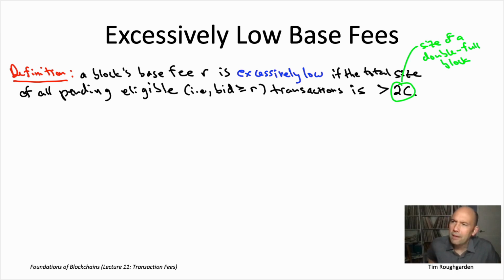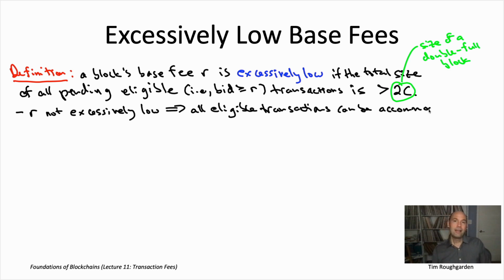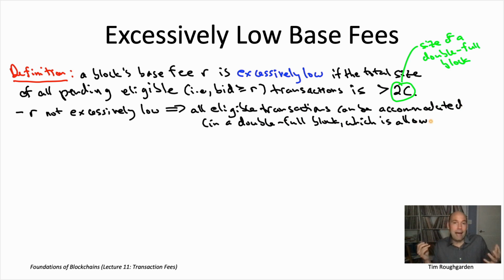So to appreciate why there's almost a phase transition around whether the base fee is excessively low or not, think about how things look from the perspective of a miner. You're a miner, you're trying to put together a block, and you're trying to figure out which transactions to include. Well, if the base fee is not excessively low, this is not a hard problem because you have room for everybody. If the base fee is not excessively low, by definition, that means the total size of all of the eligible transactions is at most 2 times capital C. And we're totally allowed to produce blocks of size up to 2 times capital C. So we don't have to choose winners and losers amongst the eligible transactions. We can just include all of them.